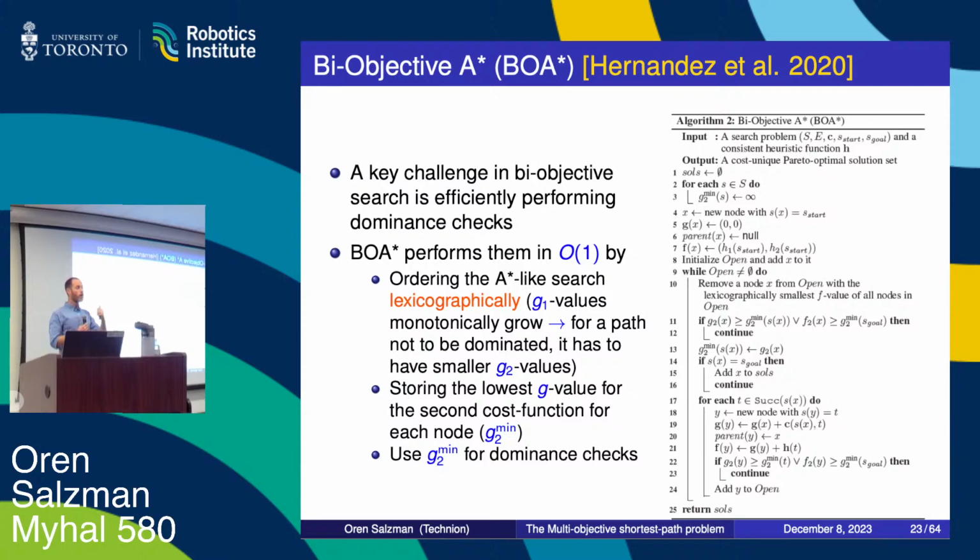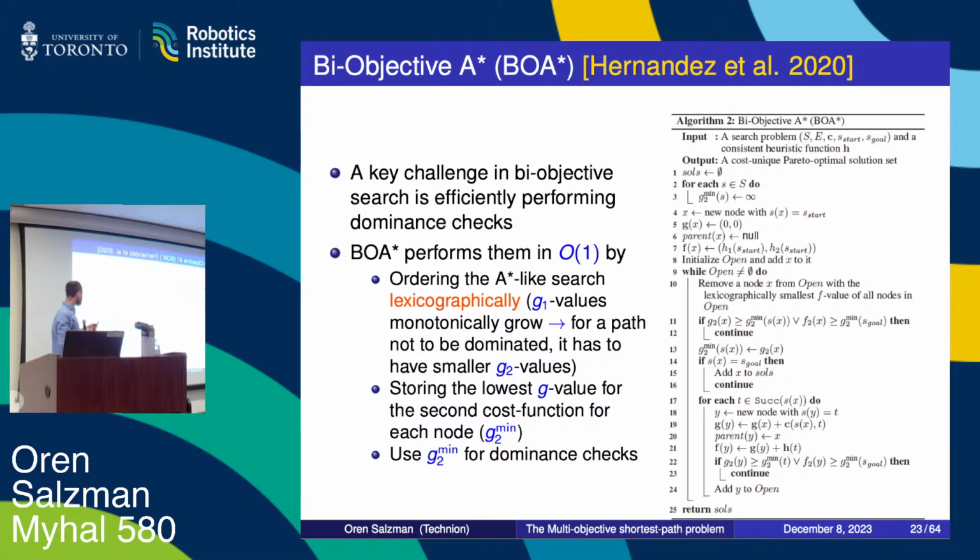In order for this node not to be dominated, what do we have to do? We need to find a node whose second objective is lower, because we know the first objective is going to be higher. So if a node is not dominated, we only need to look at the second objective. So we just need to store for each vector the minimum value for the second objective already found.